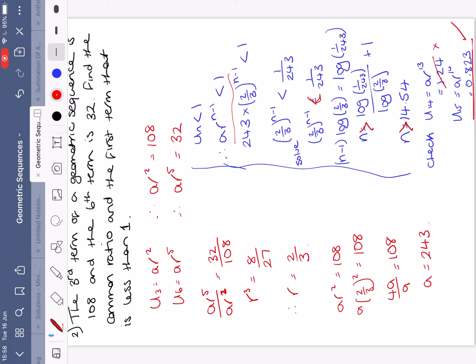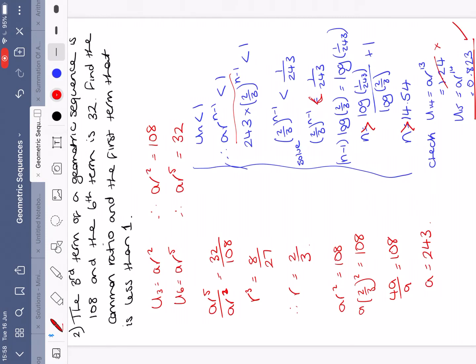Now what you can always do, if you're not sure whether that sign should have changed direction, is work out what u14 is and work out what u15 is. It only takes a few seconds, and you'll quickly see that u14 was still more than 1, whereas the 15th term was less than 1.